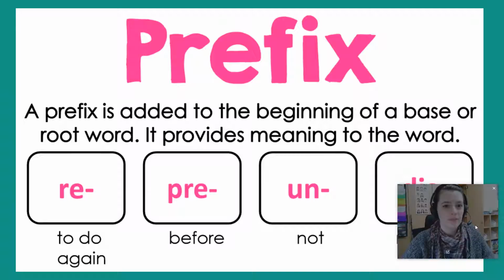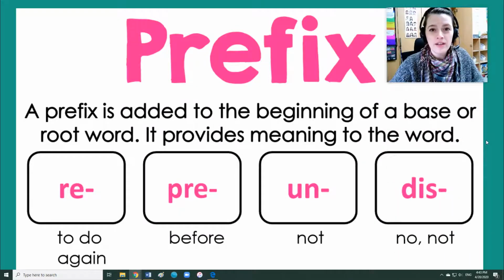Okay. Now, for our phonics lesson today, we're going to talk about the word prefix. A prefix is added to the beginning of a base or root word. It provides meaning to the word. So some prefixes you should know are re, pre, un, and dis. We learned these last year.